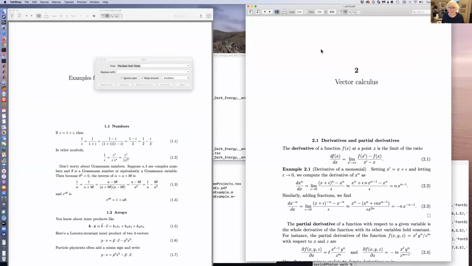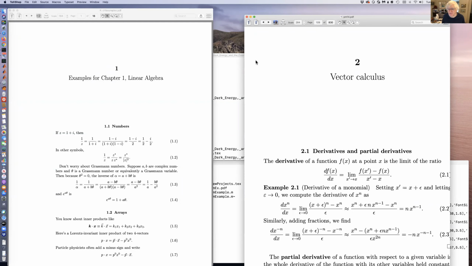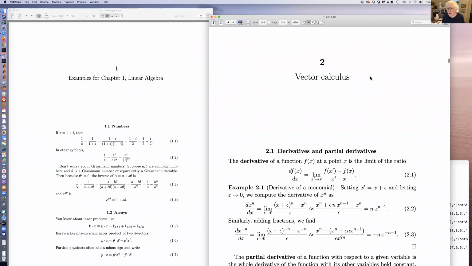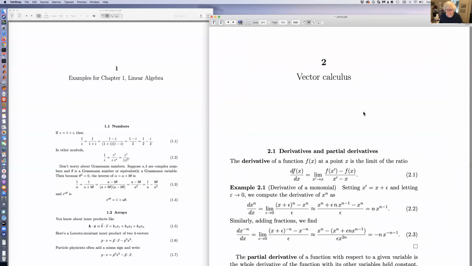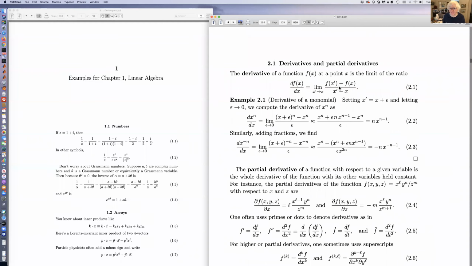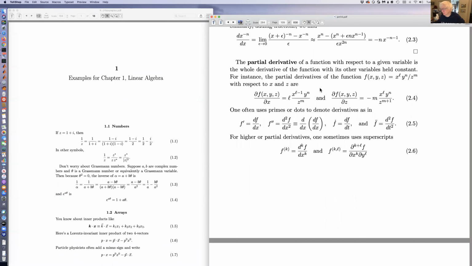Okay, so let's get rid of that. And let's make this a bit bigger so you can see better. So I plan to go through chapter 2 today. And the first part is just the definition of a derivative. And of course, you know that. And here's an example if you want to refresh your memory. And of course, a partial derivative is actually a whole derivative of a function of several variables in which you hold all the variables constant except one and then do the ordinary derivative with respect to that one variable.